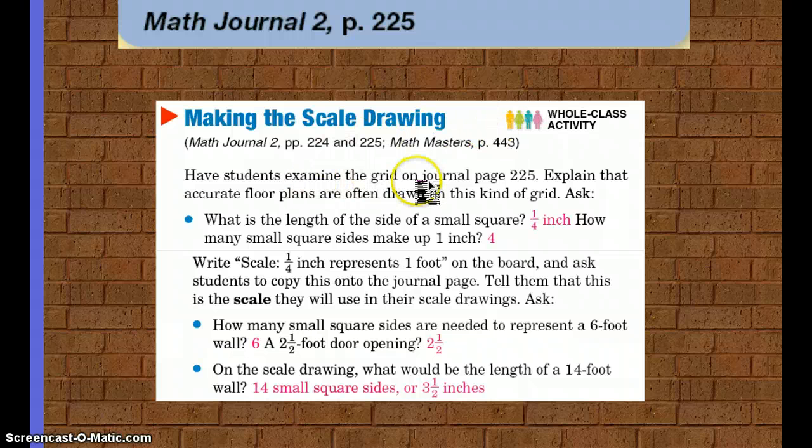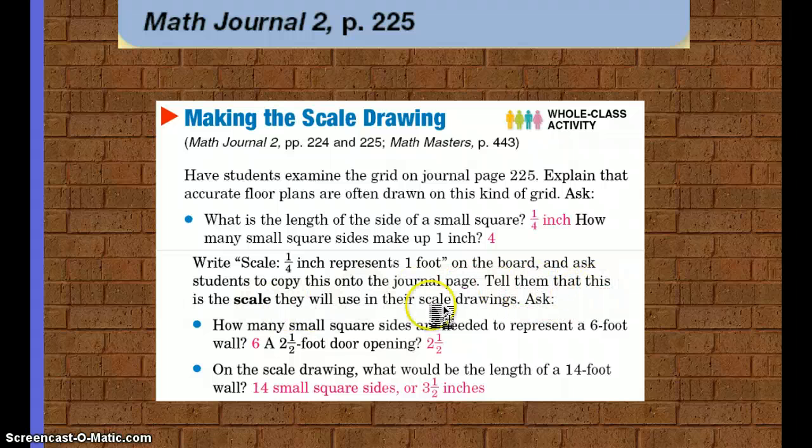So you need to examine the grid on journal page 225. And remember, with accurate floor plans, they're often drawn on this kind of grid. So you have to ask, what's the length of the small side of a small square? 1/4 of an inch. How many small square sides make up an inch? Well, 4, because 4 out of 4 would be 1 whole. So 1/4 of an inch represents a foot. Now you need to copy this onto your journal page.